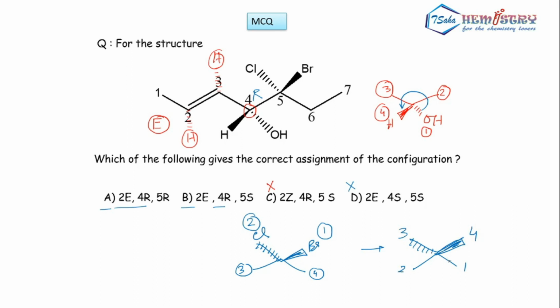Now you can start moving 1 to 2 to 3 to 4. This is a clockwise rotation and the lowest priority group is present above the plane. So the configuration should be S, that is 5S. So 2E 4R 5S: option B is the right answer, option A is not the right answer.